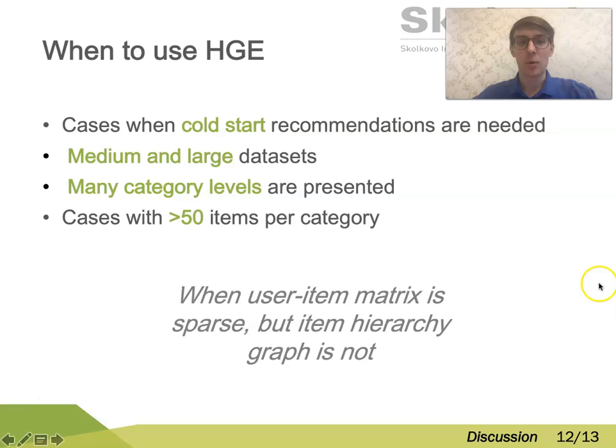So generally, when should you use the hierarchical graph embedding model? Well, when there is a cold start problem on medium and large datasets, which have many category levels, and when there are more than 50 items per category. More generally, when the user-item matrix is sparse, but the item hierarchy graph is not.